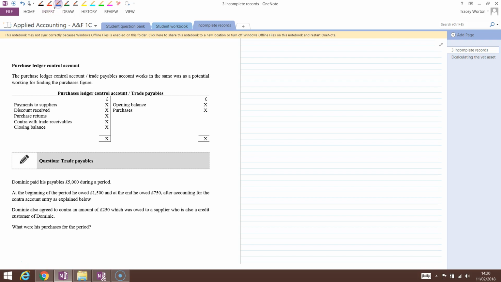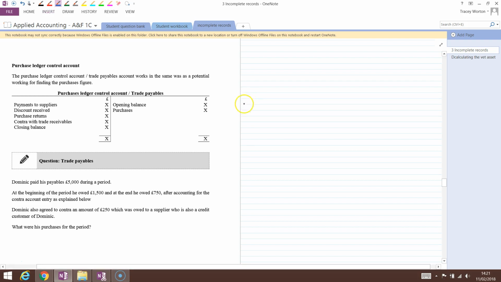So if we have a look at the short example below, dealing with Dominic. Dominic paid his payables of £5,000 during a particular period. At the beginning of the period he owed £1,500, and at the end he owed just £750, after accounting for a contra entry that's given below. Dominic has agreed to contra an amount of £250, which was owed to a supplier who is also a credit customer. So we're going to try to establish what his purchases were for the period.